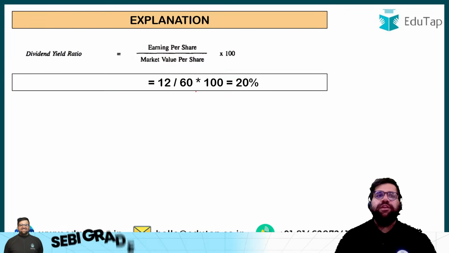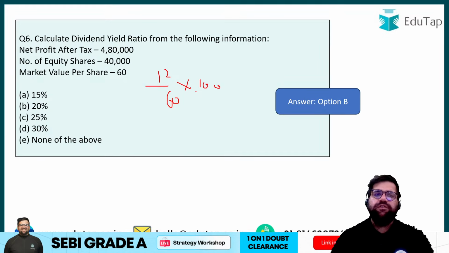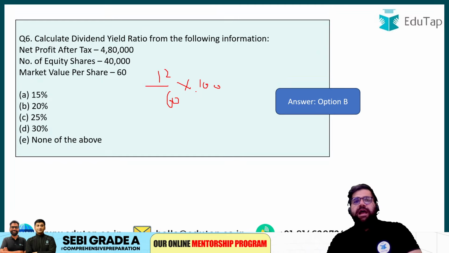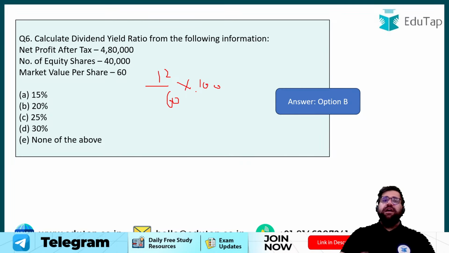Dividend yield basically tells you how much dividend you can expect, right? So earning per share divided by market value per share. Market value was directly given to you as 60, and you have calculated EPS. EPS is what? Net profit minus preference dividend divided by your number of equity shares outstanding.